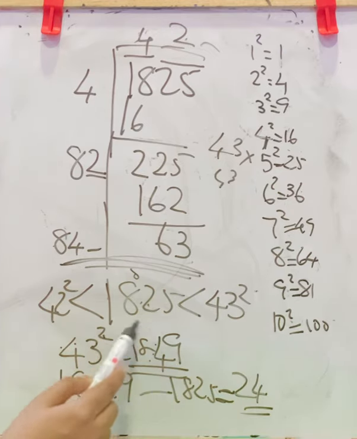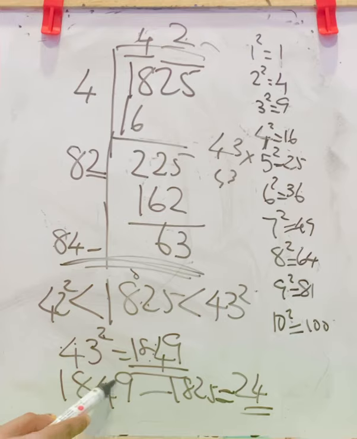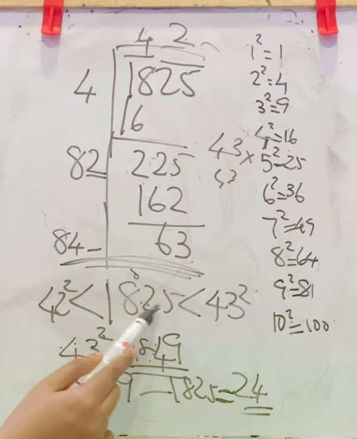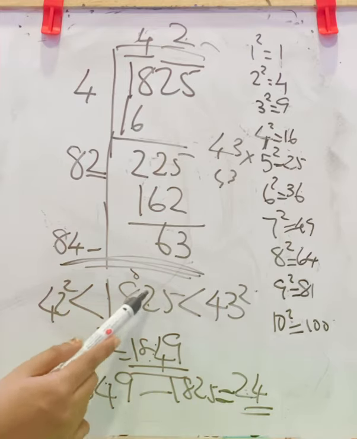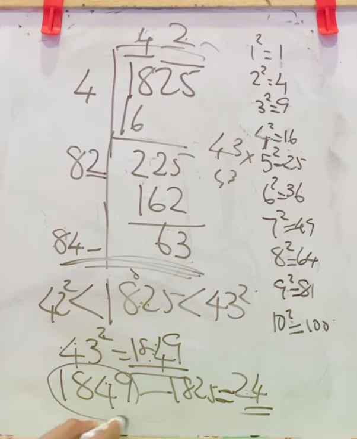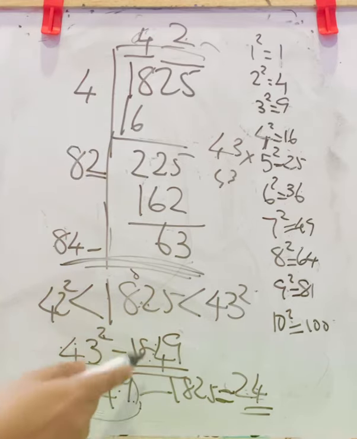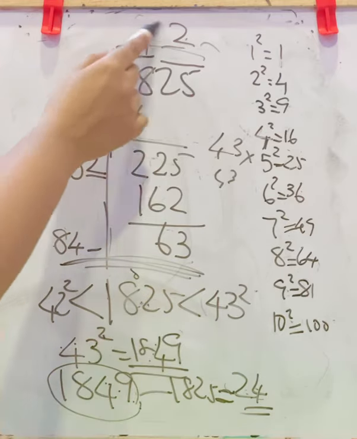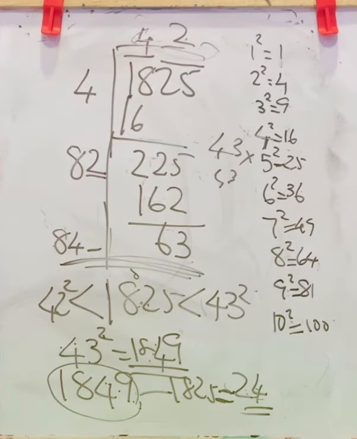What number should be added to this to make a perfect square? 24. You have to add 24 to this number. Then it becomes a perfect square. Now you can check whether this is a perfect square, and after doing the division method, whether you get 43 here as the square root. You can check it.